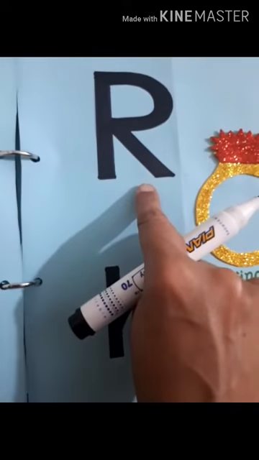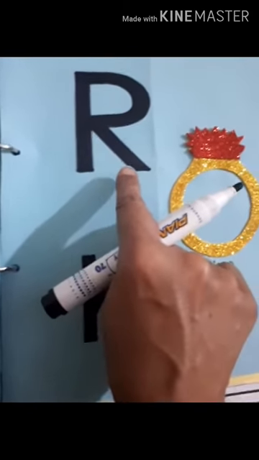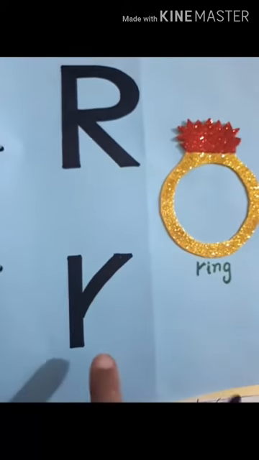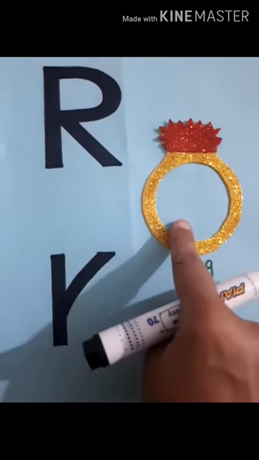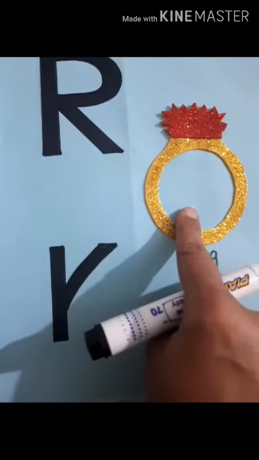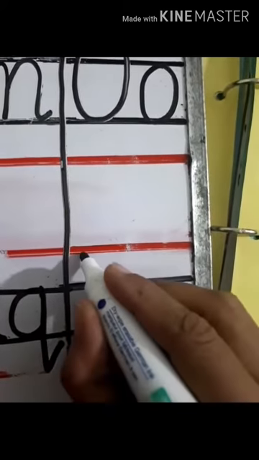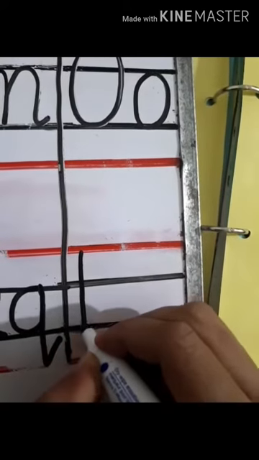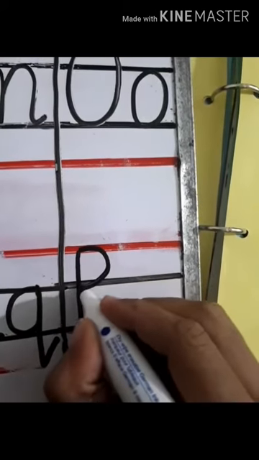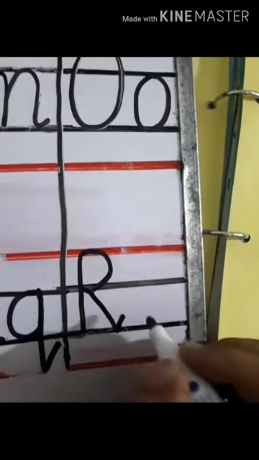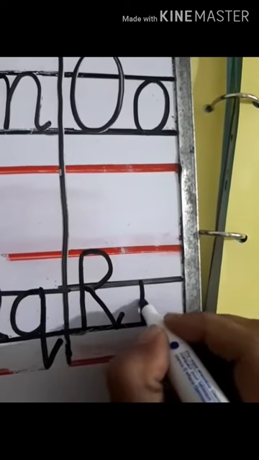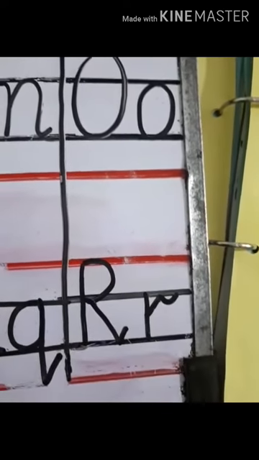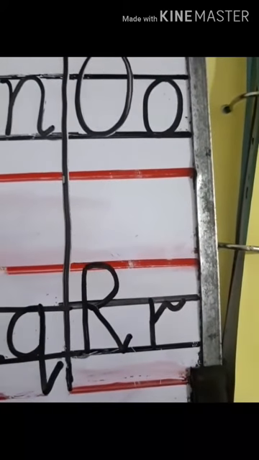Here we have letter R. Capital R, small r, ring. Now write it on your notebook. Capital R, small r, rainbow, ring.